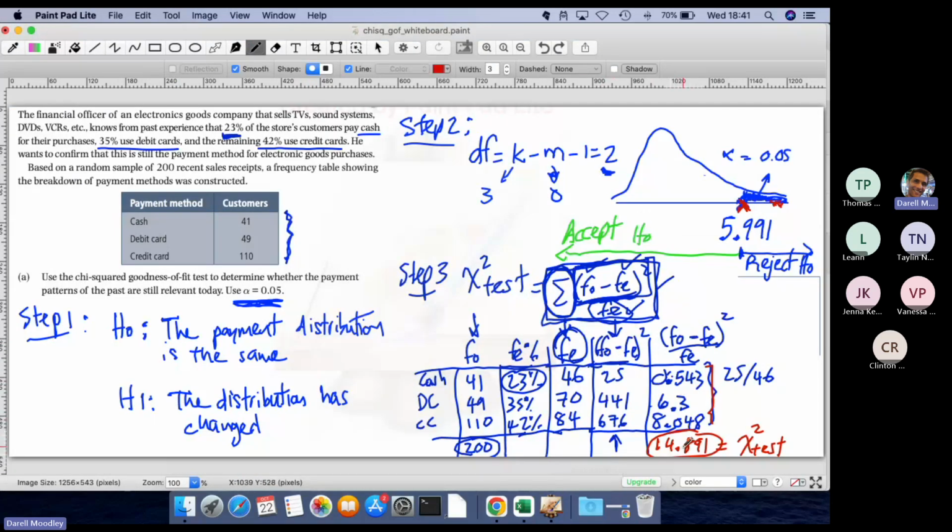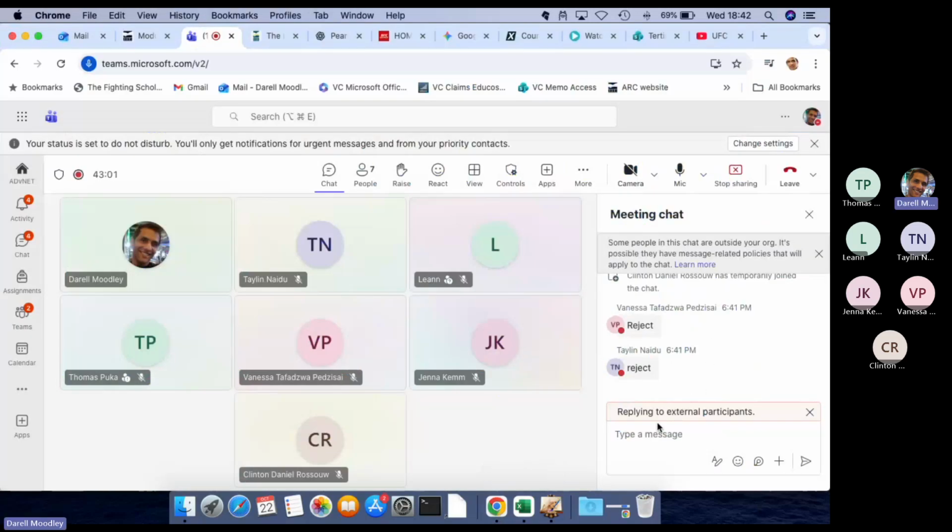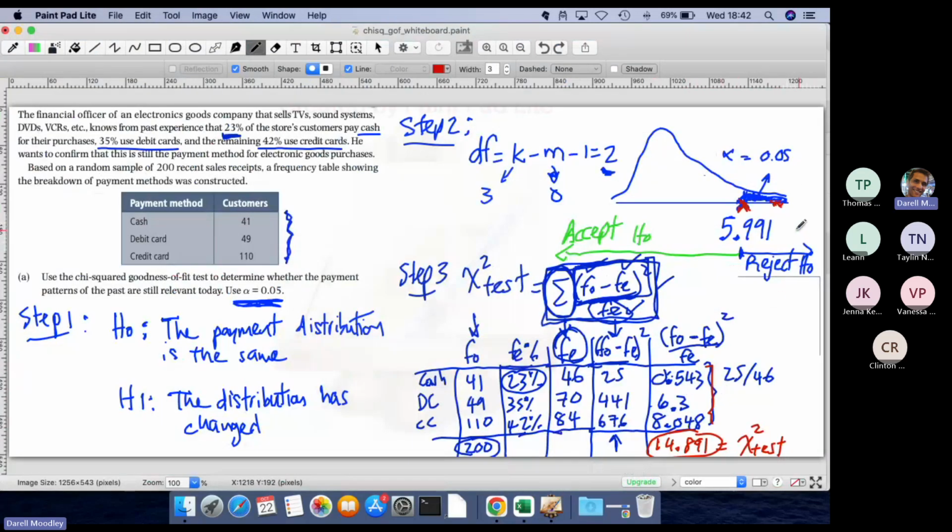I'll go back to the board. We've got a chi-square test value of 14.891, but our critical region is anything above 5.9, we reject H0. So if you go and look at the chi-square test and see where it lies, on the right of 5.9 or on the left, and if so, do we reject or accept H0? Very good. That's exactly it. Yep, we reject H0 because 14 is much bigger than 5.9, so it's definitely sitting here in the rejection region.